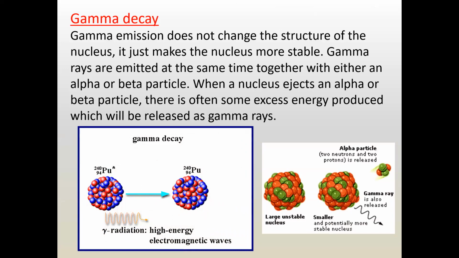Normally, whenever there is an alpha decay, it is associated with a gamma emission, or a beta decay is also associated with a gamma emission. Gamma emission does not cause any change in the atomic number or the atomic mass. So if we summarize the 3 decays as we discussed: the alpha decay, beta, and gamma.